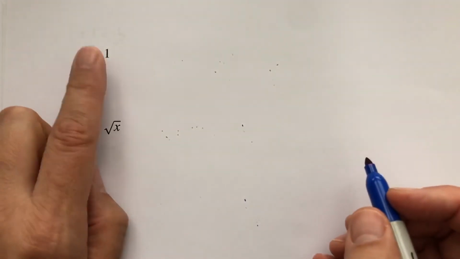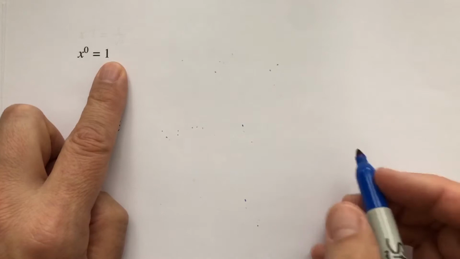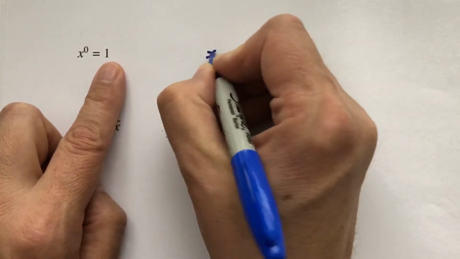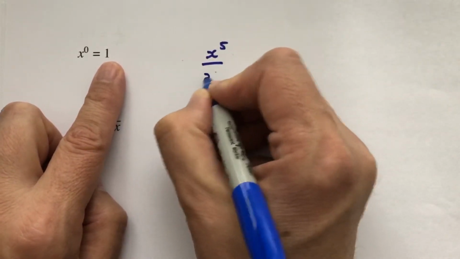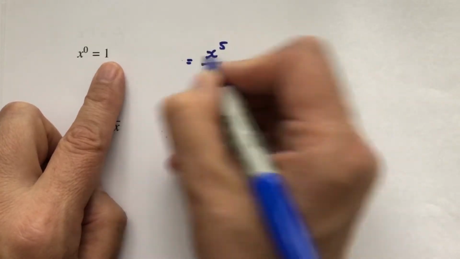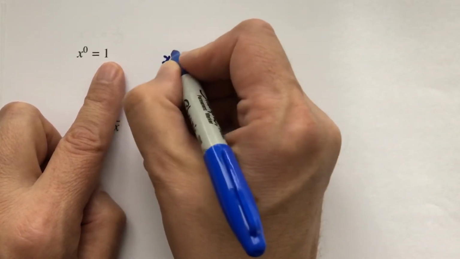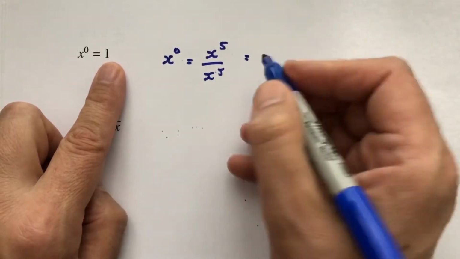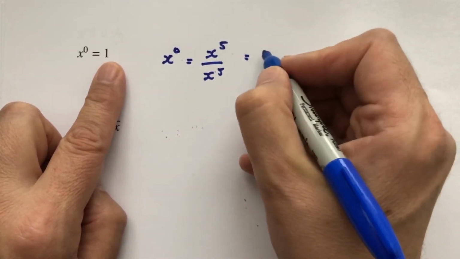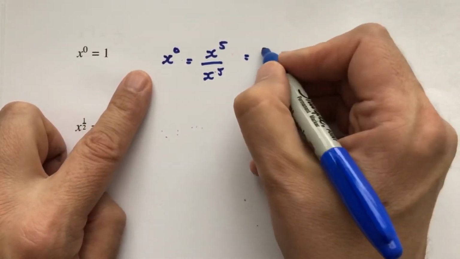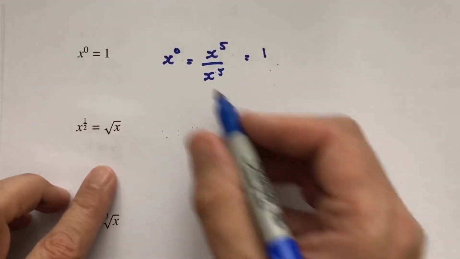Here, anything to the power 0 is 1. Let's have a look at how that works. So we've got x to the power of 5 divided by x to the power of 5. Well, if we subtract the exponents, we have 5 minus 5, which is 0. And of course, anything divided by itself, apart from 0, is 1. So x to the power of 0 is 1.